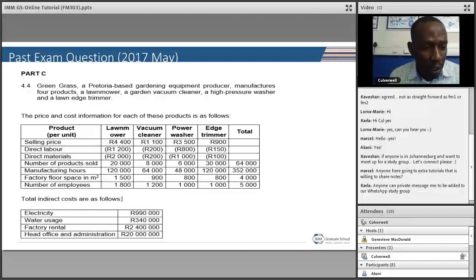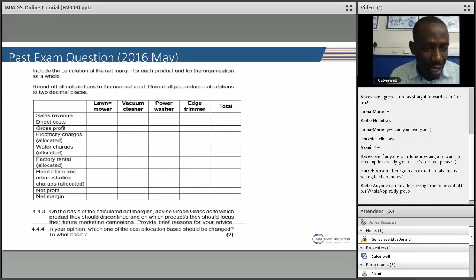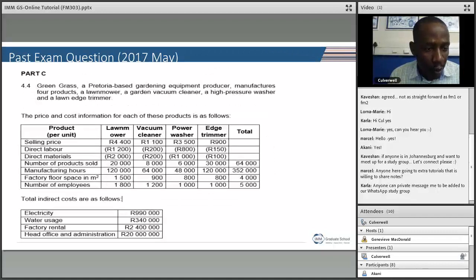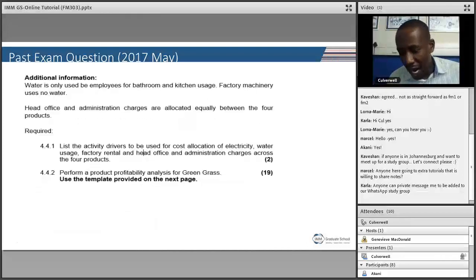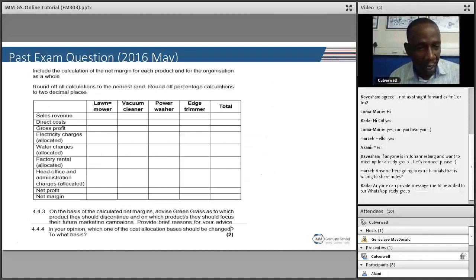And then I'll move on to head office and admin cost. My head office and admin cost, they've said you're going to allocate them equally. So you're just going to say the 20 million that we have divided by 4 gave me 5 million. I'll put the 5 million across for lawnmower, vacuum cleaner, power washer together with edge trimmer. And of course, my total in that line will be the 20 million.